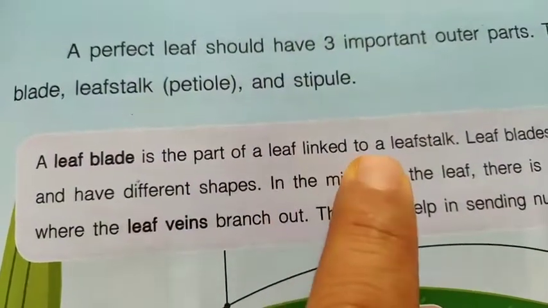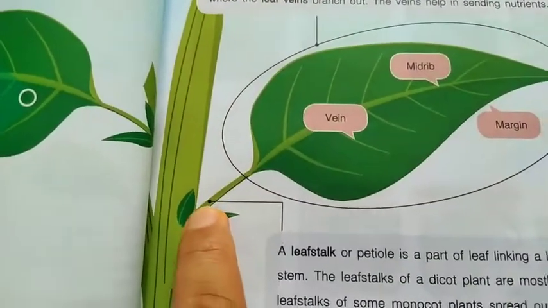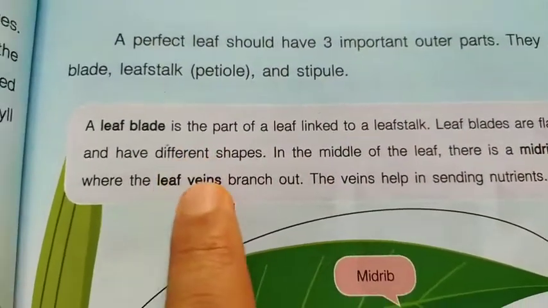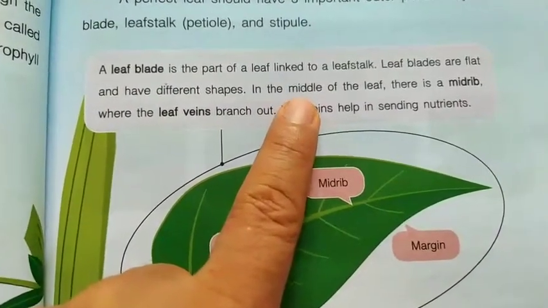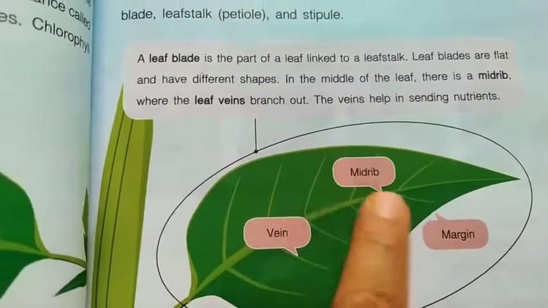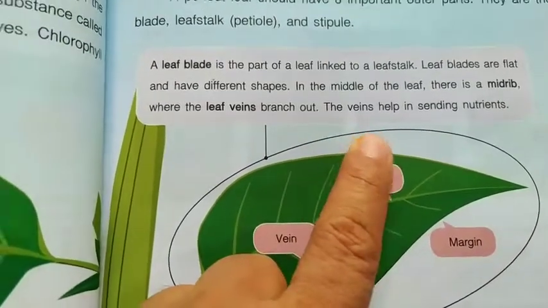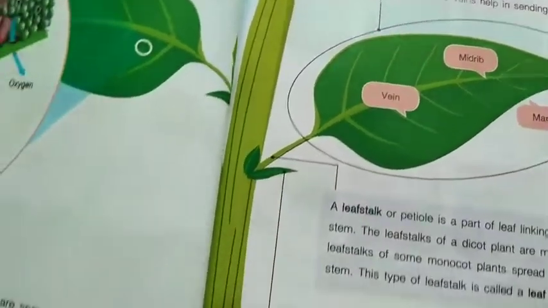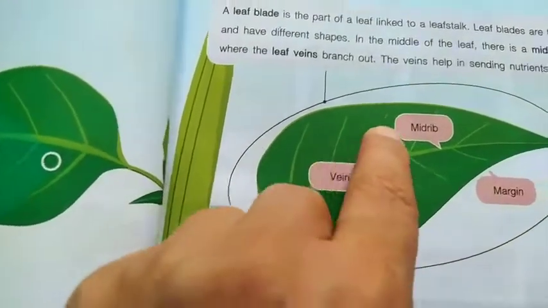And in here, look, a leaf blade. It's a blade. Is the part of a leaf linked to a leaf stalk? Leaf stalk. All right? We'll talk about it later. So leaf blades are flat. Yeah, it's flat. And have different shapes. In the middle of the leaf, there is the midrib, where the leaf veins branch out. Okay, vein 1, 2, 3, 4, 5, 6, many. The veins help in sending nutrients. Okay, so the nutrients pass from the roots to the bundles to the leaf to the veins.